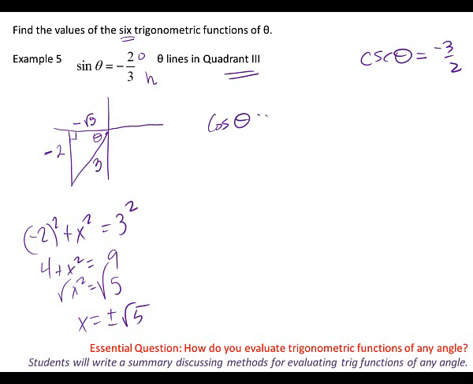Let's find the cosine. What's the cosine of that triangle? Good. Did I get a negative cosine like I was expecting? Yes. What would the secant of that triangle be? Negative 3 over square root of 5, and then we rationalize, so negative 3 square root of 5 over 5. Good.